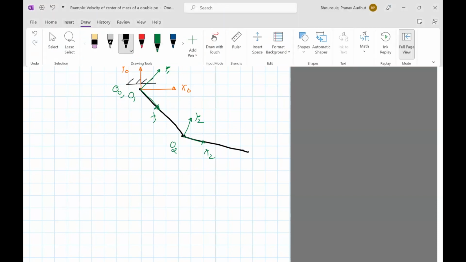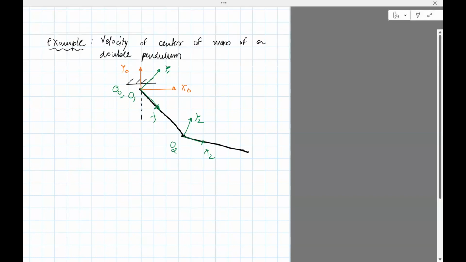Okay, let's specify the angles. Let me draw the angle this way, theta 1. It's the angle made in the counterclockwise direction between the vertical downward direction and the first link. And then for the second one, what you normally do is you extend link 1 and you draw the angle between that extension and the second link; the counterclockwise direction is positive.